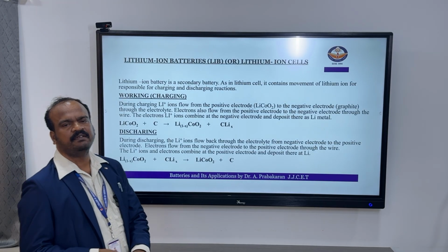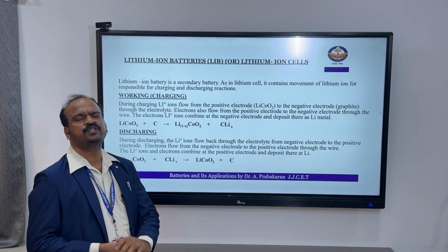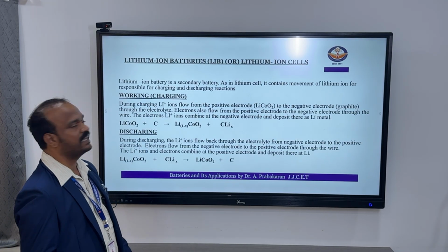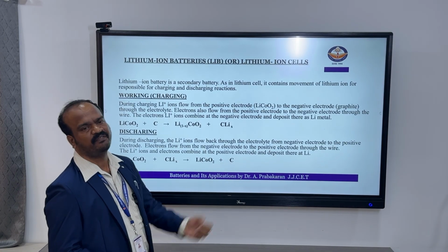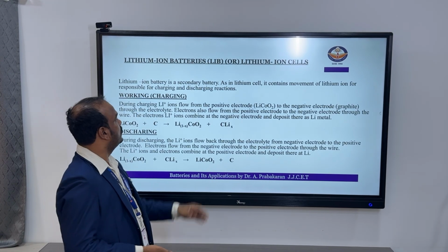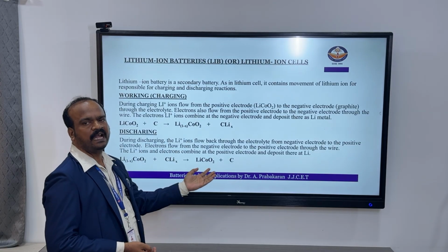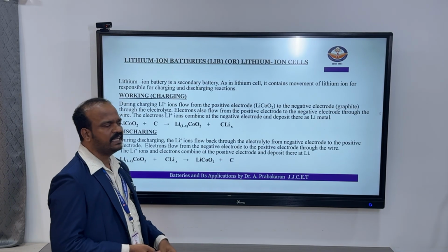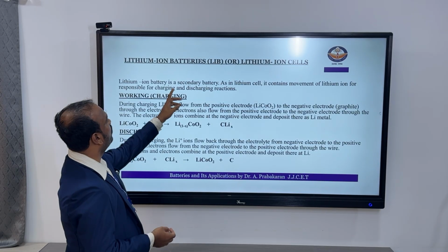So the next battery we move to is the lithium ion battery. It is an example of a secondary battery. It is the most commonly used battery in our society, the lithium ion battery, or LIB, or lithium ion cell. Lithium ion cells involve the movement of lithium ions, which are responsible for the charging and discharging reaction. It is commonly used in mobile phones, cameras and so on. Whenever the charging reaction takes place, only the lithium ion is responsible for charging and discharging.